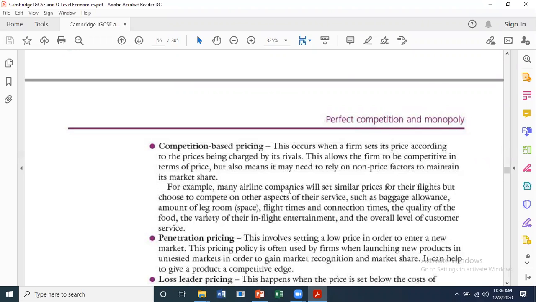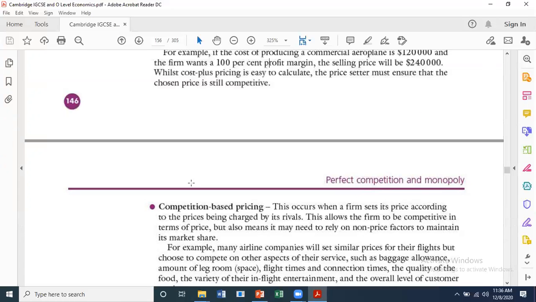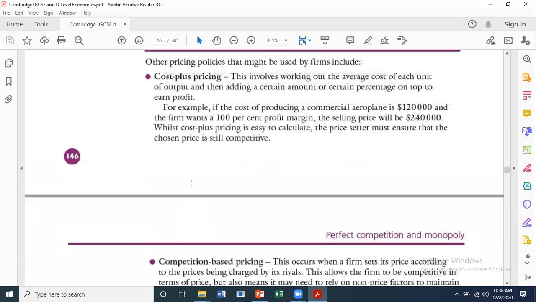For example, many airline companies will set similar prices for their flights but choose to compete on other aspects of their service, such as baggage allowance and so on. I gave you example about it. For example, Allpers and Milpac are having similar prices, Tapal and Lipton or Vital, and same is the case as I told you about the bread, that they are having similar prices, Coke and Pepsi and so on.